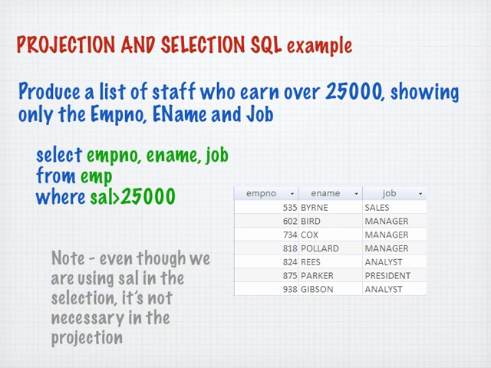Now, there are loads of other exercises for you in the lab exercise involving both projection and selection, and in fact, there's a little bit in there about ordering as well. So that's what you need to work on in the lab.